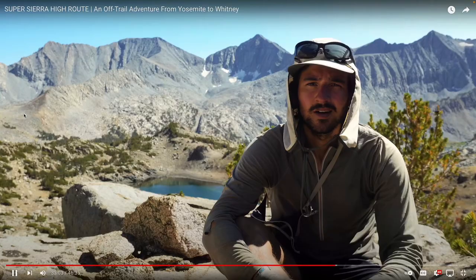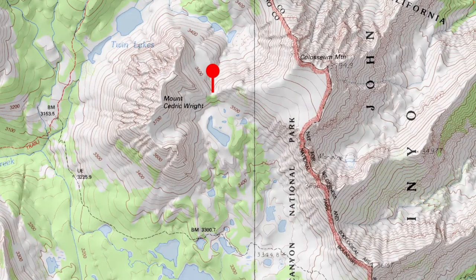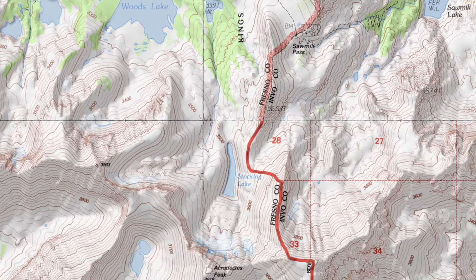From here you can actually see quite a bit of our route moving forward. Our next objective is that peak right there. That is Mount Baxter. And what we're going to do is cross a basin and some lakes and stuff, and then we will gain the north ridge of Mount Baxter, which is supposed to be easier than it looks. The whole thing is supposed to be only class 2. It looks rather imposing.